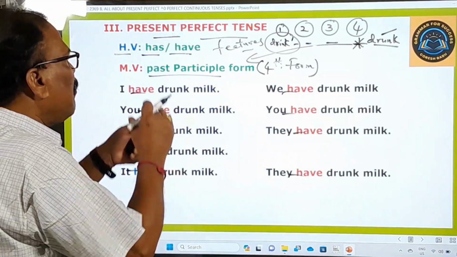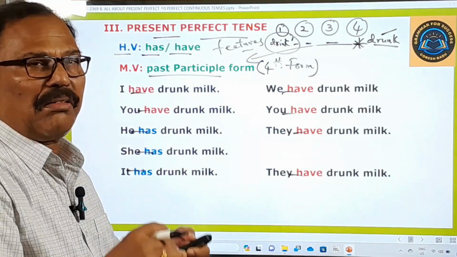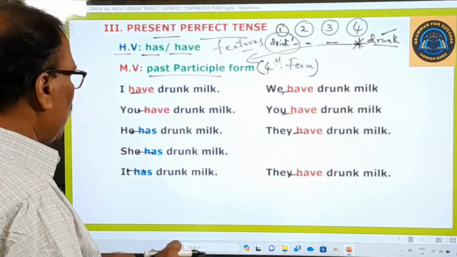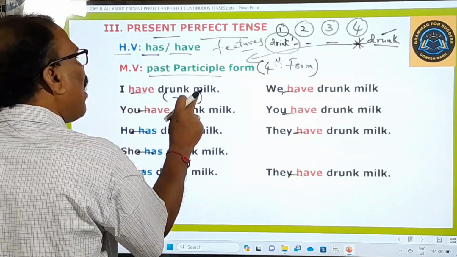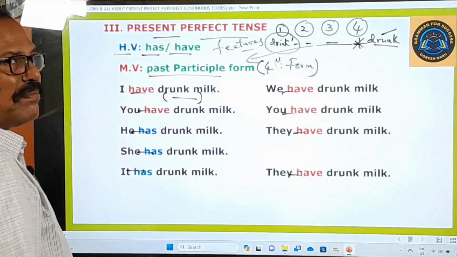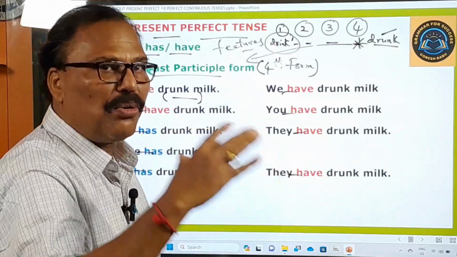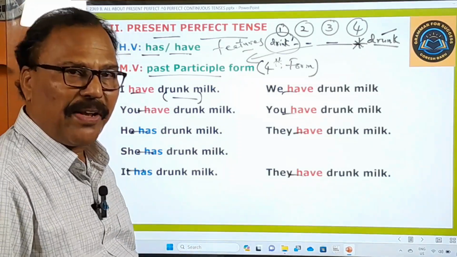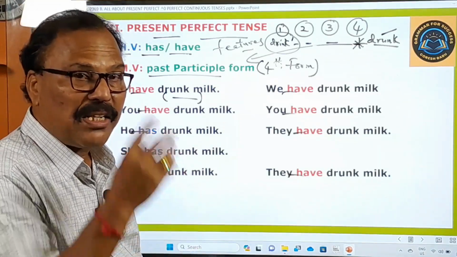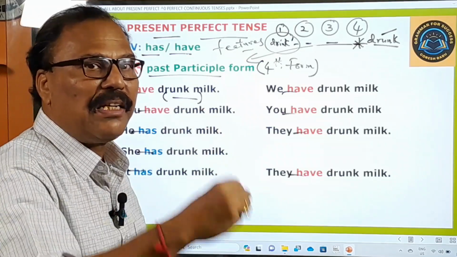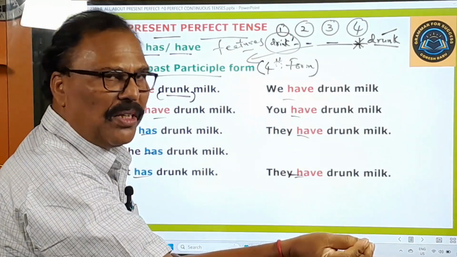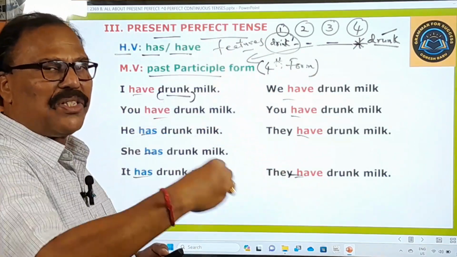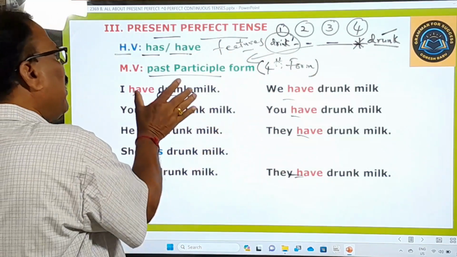Before we go to see the definition of this tense, let me give you the meaning of this. I have drunk milk means, in Telugu, I have drunk milk. What do you understand from that? You understand that I have done that job a little time ago. That is the meaning it conveys.